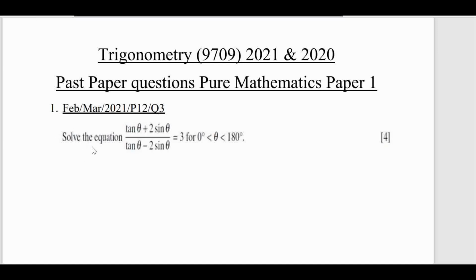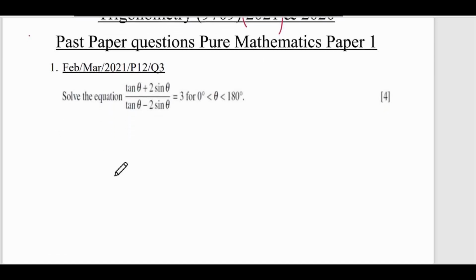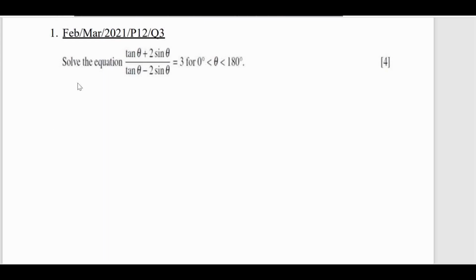Today we are going to discuss the past paper questions related to the topic trigonometry. और आज हम जो डिस्कस करेंगे वो फरवरी मार्च 2021 और मई जून 2021 के क्वेश्चंस को डिस्कस करेंगे. Now this one is the first question that solve the equation this. Now solve means that we have to find out the value of unknown variable which is theta over here.